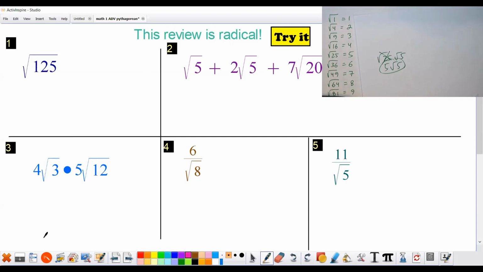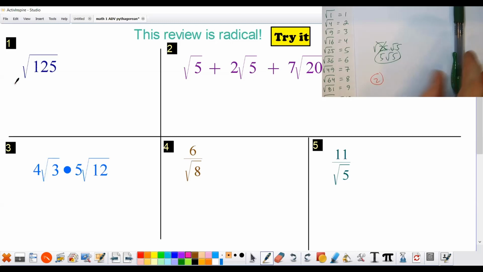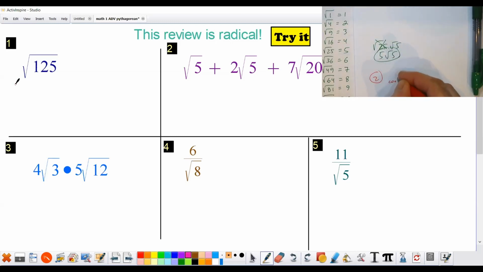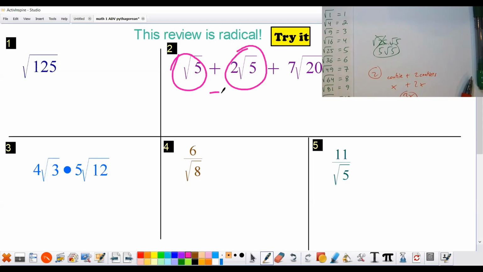The next one, number 2, something I hadn't talked about, but we would have if we were in class. Remember how we can add cookies? What if I said a cookie plus 2 cookies? Isn't that 3 cookies? How about x plus 2x? Isn't that 3x? Well, same here. I have a radical 5 and I have 2 more. That's 3, isn't it? 1 of these and 3 of these. Well, what about this? This is different. You can't combine like terms.